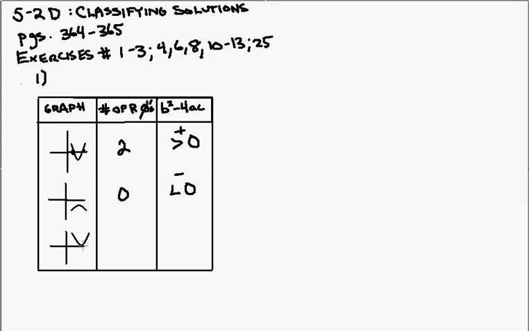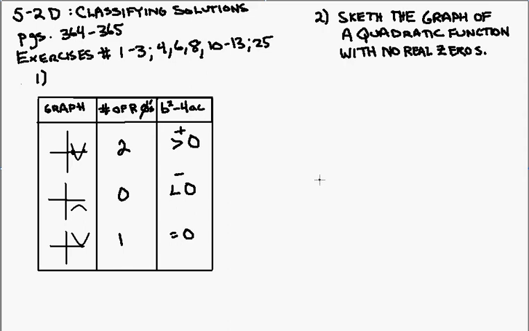And here we have a parabola whose vertex is touching the x-axis, so the number of real zeros is going to be 1. And in this case, b squared minus 4ac is going to be equal to 0. So that's problem number 1. Number 2, we're supposed to sketch the graph of a quadratic function with no real zeros.